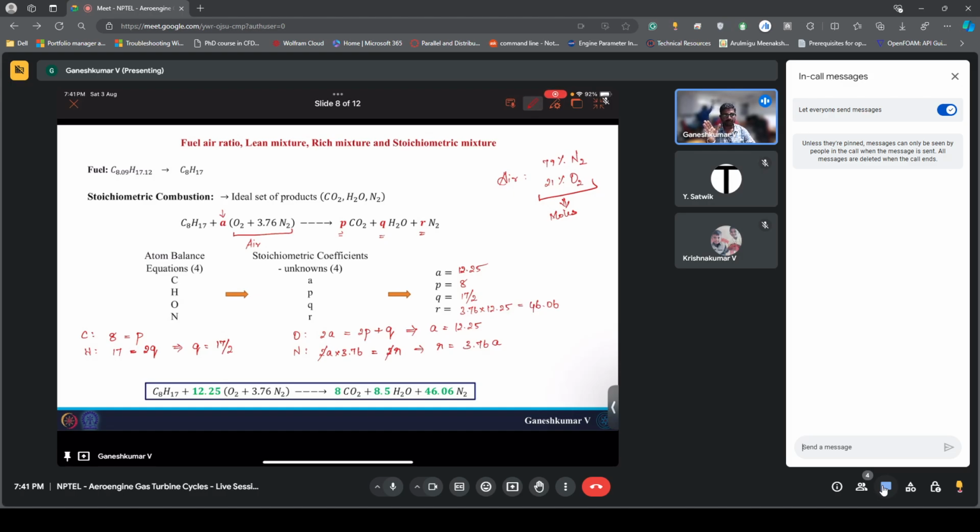This is the number of moles of air, carbon dioxide, water vapor, and nitrogen. So this is how you calculate the stoichiometric combustion and the number of moles of air and products that you will have. Okay, so I hope it's clear for you. So what else is remaining? I think air fuel ratio is remaining.